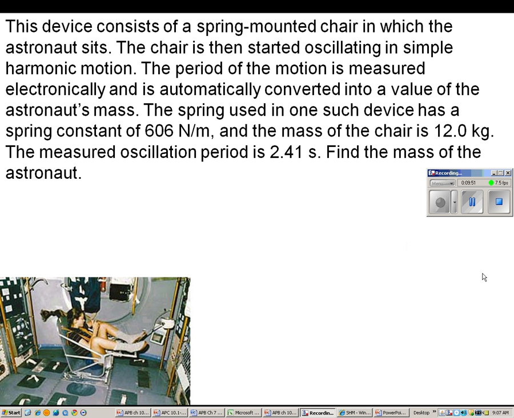So here's our example problem. This device consists of a spring-mounted chair in which the astronaut sits. The chair is then started oscillating in simple harmonic motion. The period of the motion is measured electronically and is automatically converted into a value of the astronaut's mass. The spring used in one such device has a spring constant of 606 newtons per meter, and the mass of the chair is 12 kilograms. The measured oscillation period is 2.41 seconds. Find the mass of the astronaut. So pause the video and see if you can use the equations we have here to solve this problem.